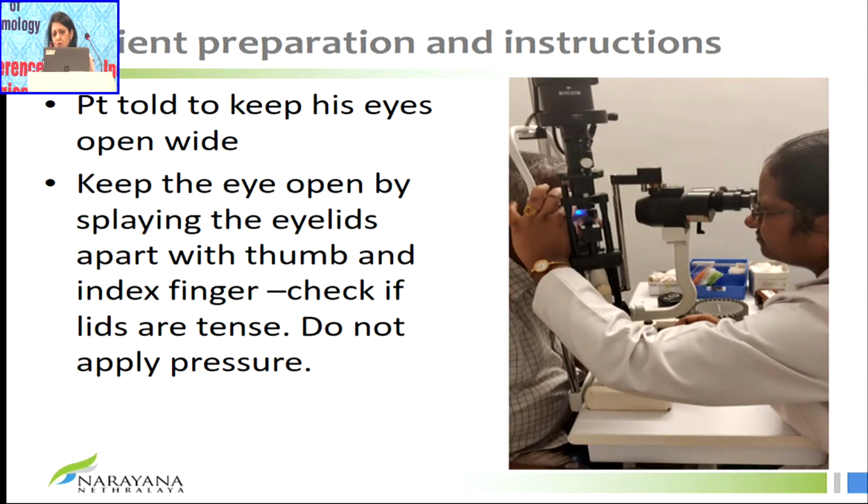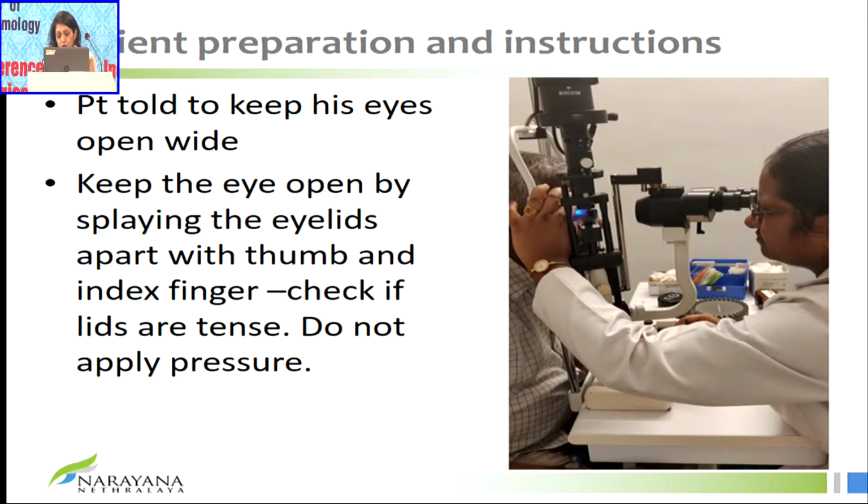The patient is told to keep his eyes wide open. So the trick is to tell the patient to keep the other eye wide open. The patient is generally a little in awe because he sees this blue light coming close to the cornea. So tell him to keep the other eye open. Automatically this eye is open. You could also use your fingers to splay the eyelids open.